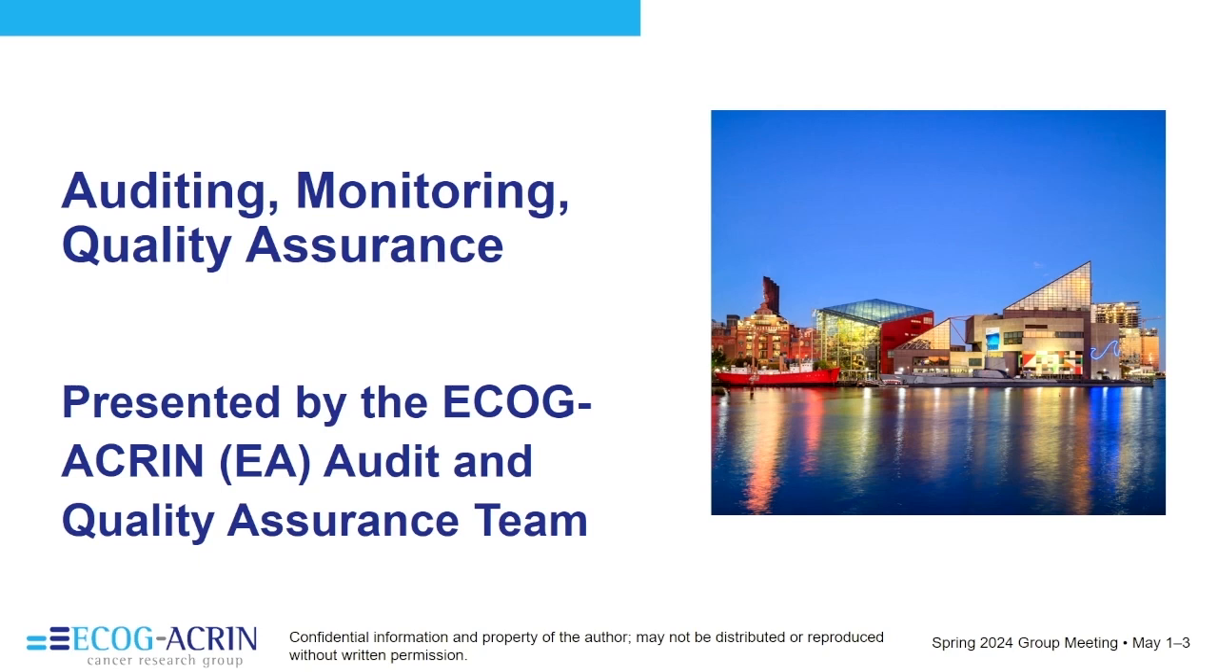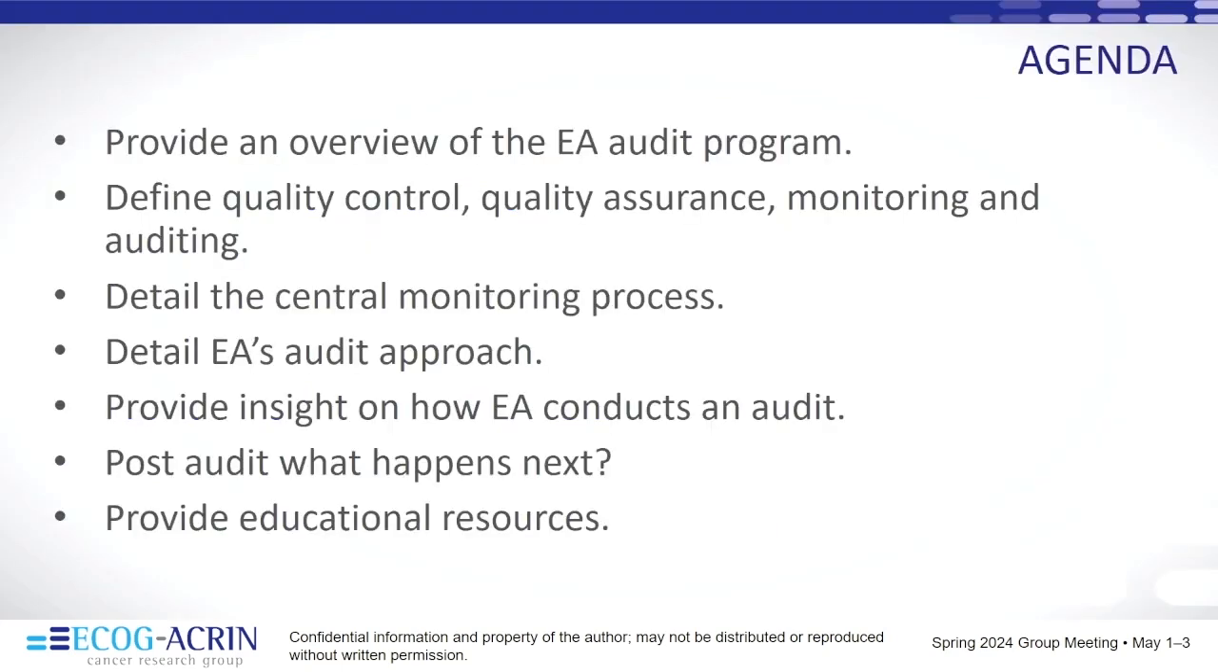So this is the auditing, monitoring, quality assurance section of the presentation. Some objectives we want to get through today. We want to provide an overview of the EA audit program, define quality control, quality assurance, monitoring, and auditing, detail the central monitoring process, detail EA's audit approach, provide insight on how EA audits, provide insight on what happens post-audit, corrective action plans, provide educational resources.